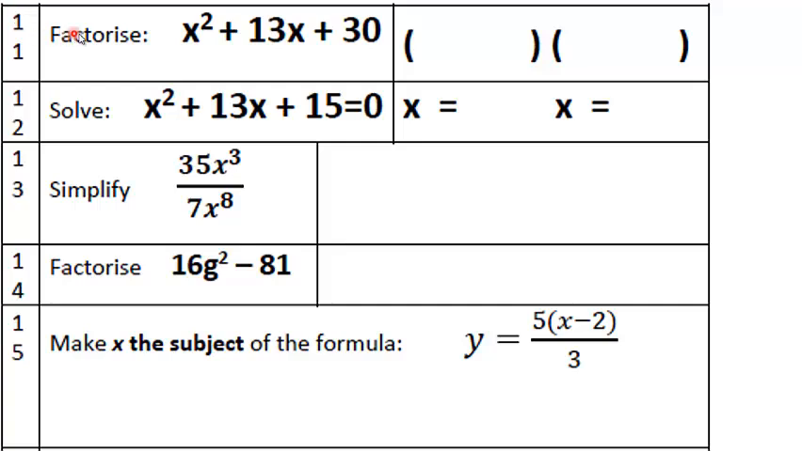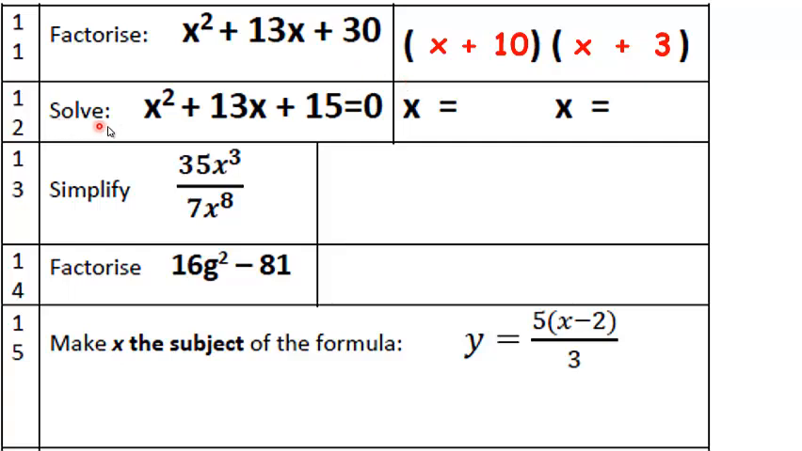Question number 11. We need to factorize this quadratic. I need to think about two numbers that times together to give me 30, but can combine to add up to give me 13. Remember, x and x goes at the front because they times together to give me x squared. I'm thinking 3 and 10 times together to give me 30, and they actually do combine as well to give you 13. It's going to be plus 3 and plus 10. That gives me plus 13.